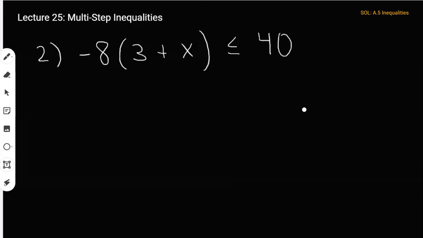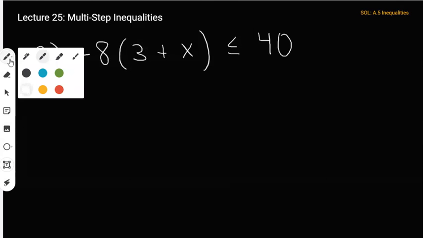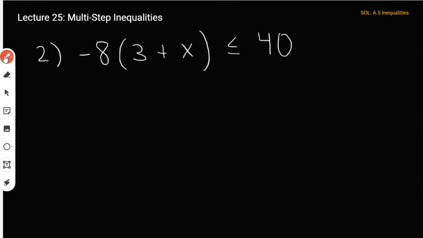All right, so for this one, I need to get x by itself on the left-hand side. So that means I need to get rid of the negative 8 and the 3. There are 2 ways that I can do this. The first way is I could distribute this negative 8 to everything on the inside. I could do that. Also, what I could do is I could divide both sides by negative 8 to start off with.